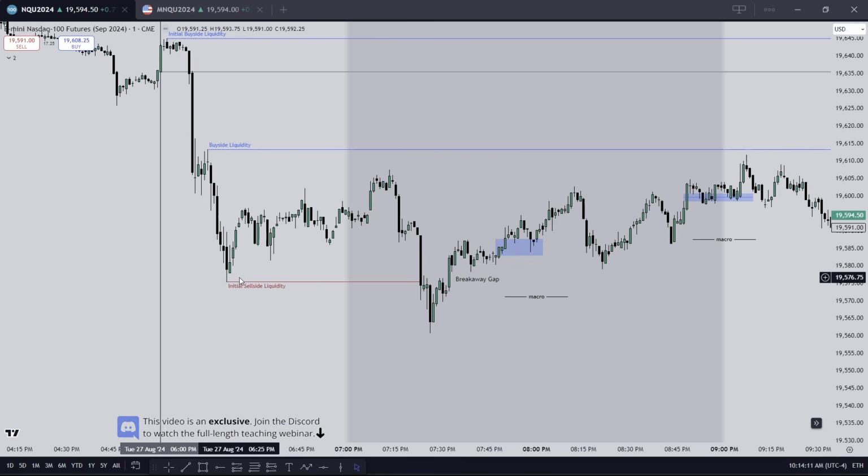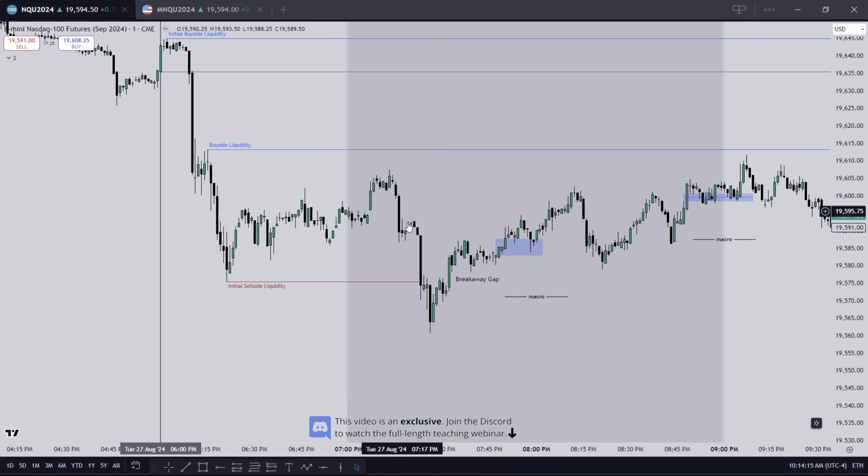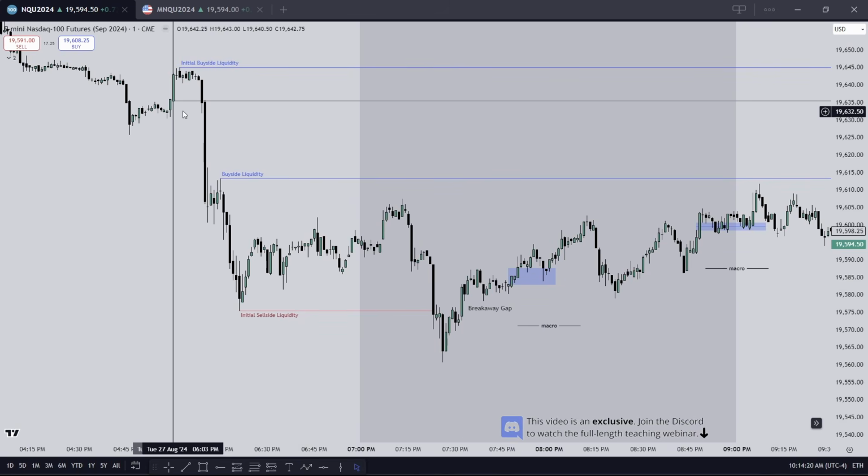Where's our focus? This is perfect. When you see this, you should be getting excited. Your eyes should be getting big. This right here is exactly what you want to see, because what do we know? That new day opening gap is a what? It's a magnet for price action.